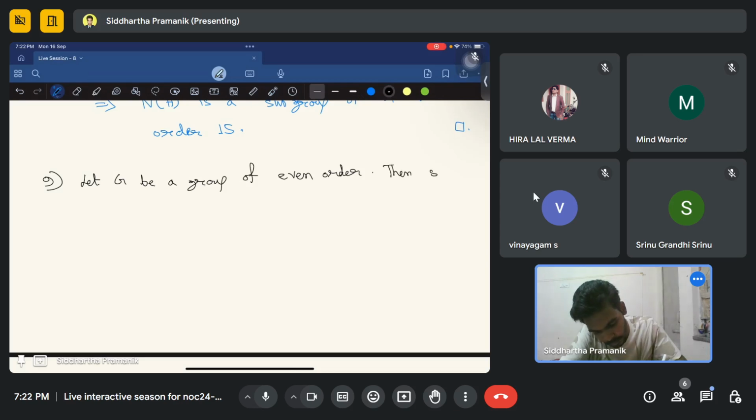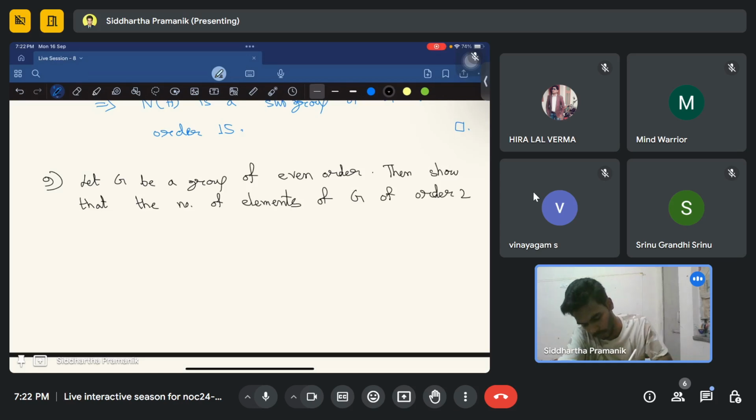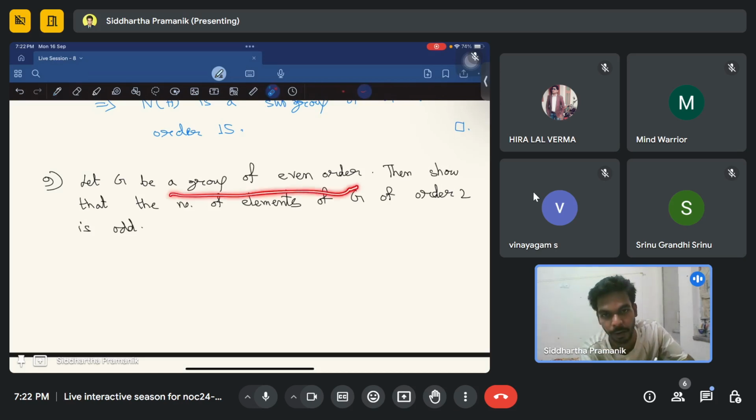Then prove that the number of elements of G of order 2 is odd. So given G is a group of even order, we need to prove it has an odd number of elements of order 2. So first of all, elements of order 2 exist in a group of even order, and the number of elements of order 2 is always odd.